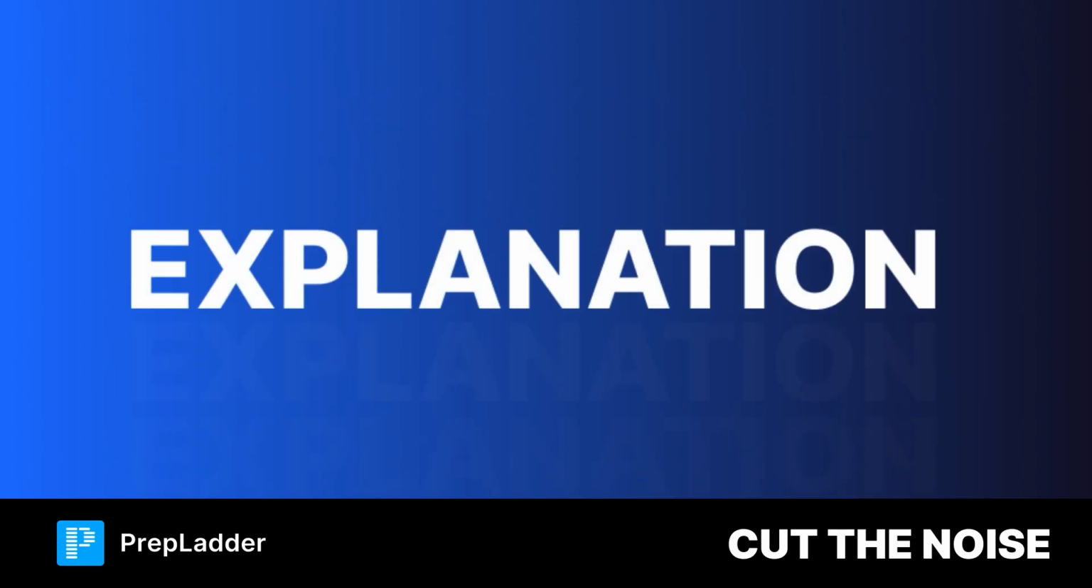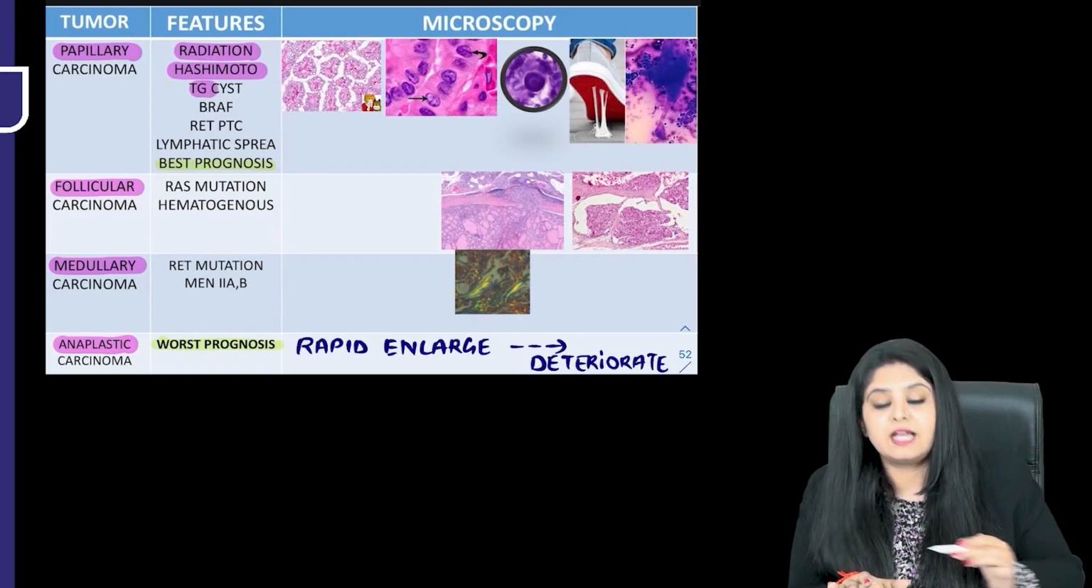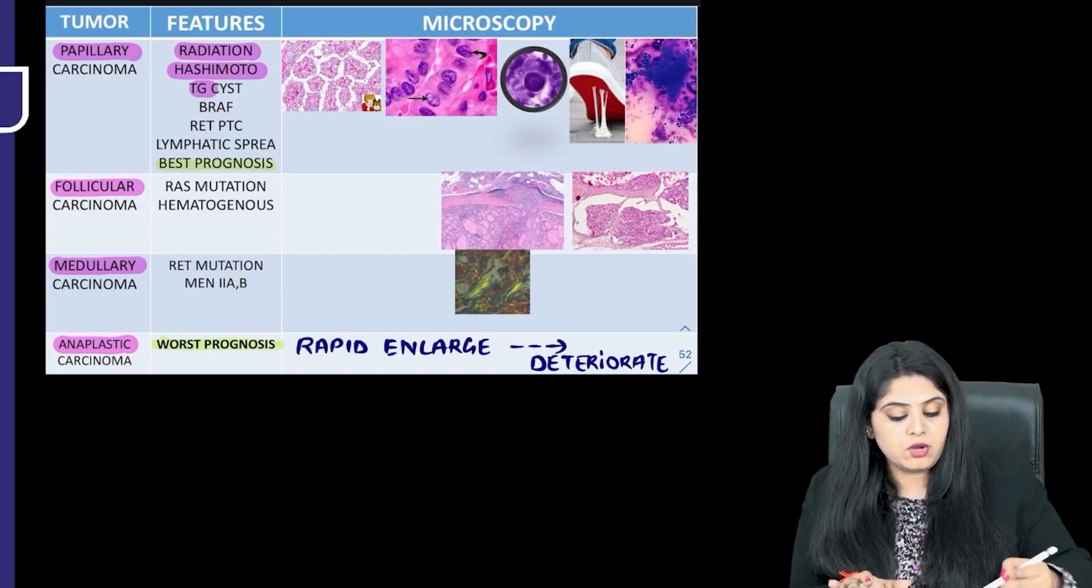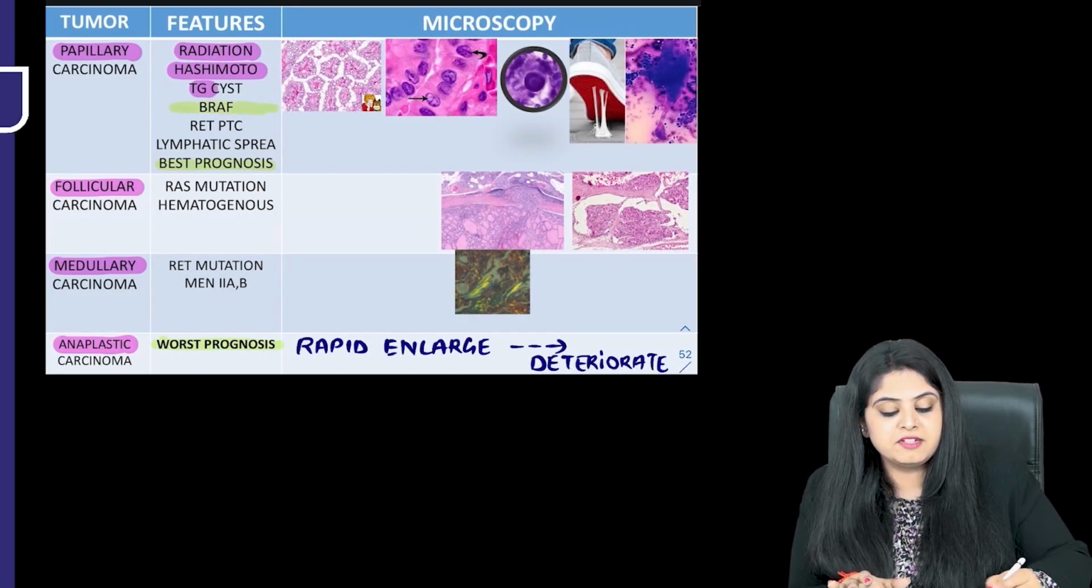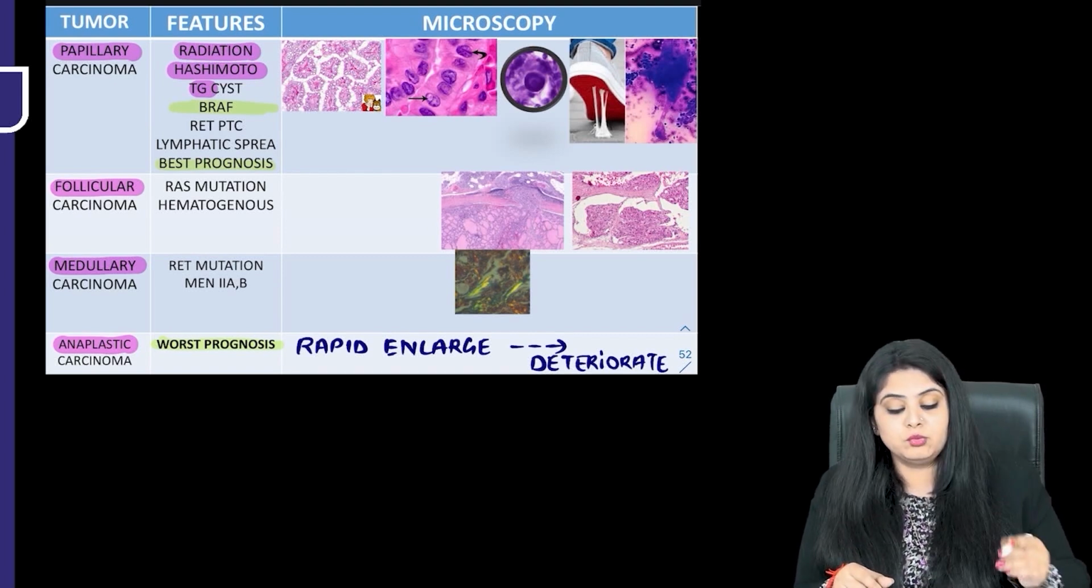Here is the explanation. Papillary carcinoma is associated with radiation, with Hashimoto's, with thyroglossal cyst. What is the most common mutation? The most common is BRAF. Other than that, RET/PTC is also seen, others are also seen, but BRAF is most common.